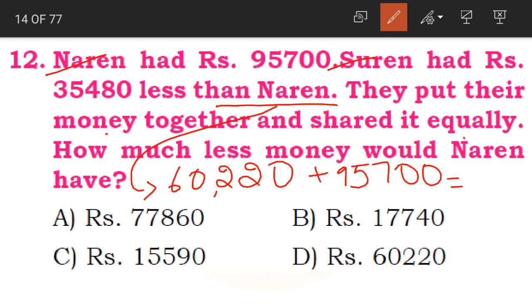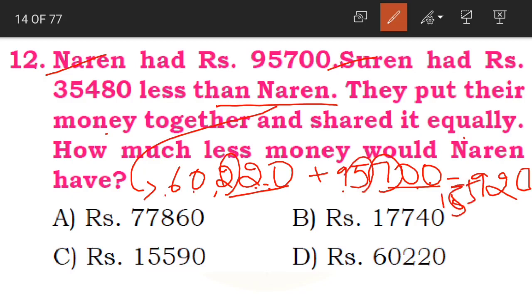Oh, sorry, I took the wrong number there. It is 95,700. I'll add horizontally here. Yes, 0, 0, 0. 0 plus 2 becomes 2. 7 plus 2 becomes 9. 5 plus 0 becomes 5. 6 plus 9 becomes 15. 1,55,920 is the total amount.